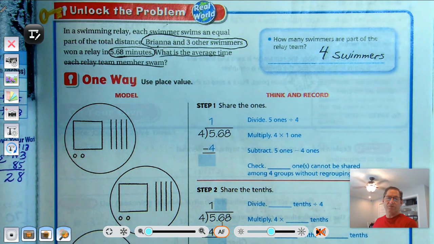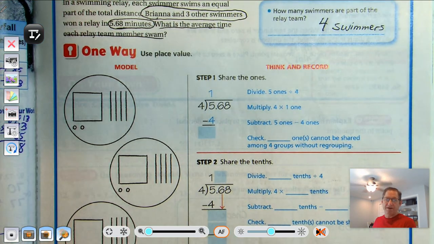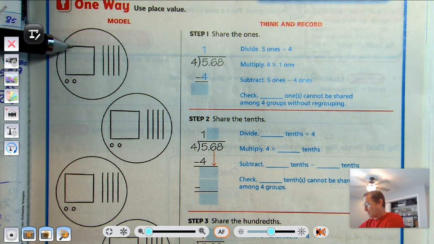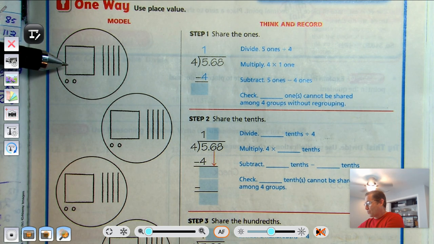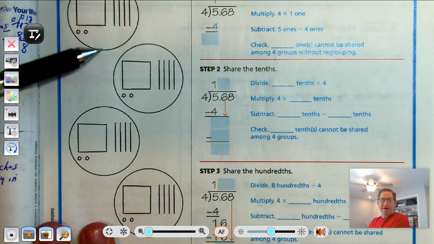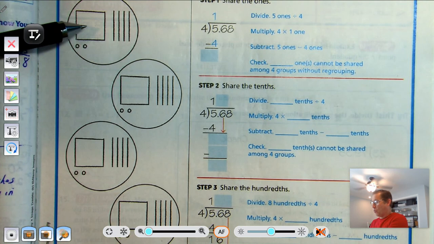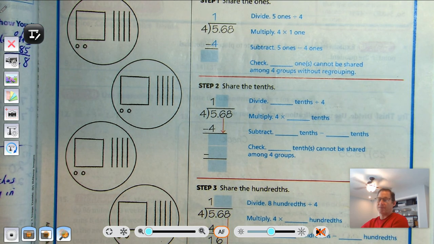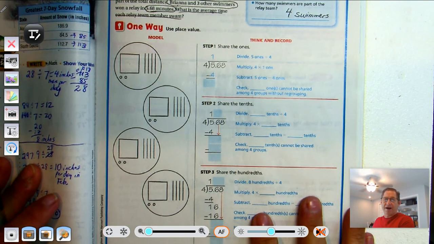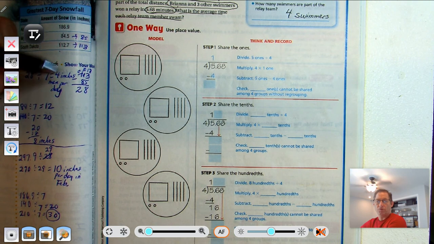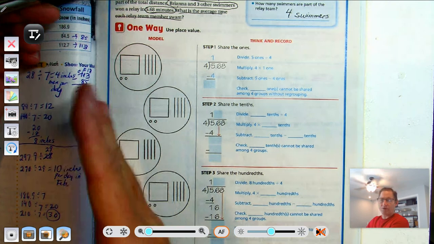All right. So one way we can do this is to use a model and place value. So here we have a model, and 5 and 68 hundredths minutes divided by 4. And so when we look at this, we have 4 equal groups of 1 and 42 hundredths. So they took the 5 and 68 hundredths minutes and are sharing it with 4 groups or 4 swimmers. So how would that look if we were actually dividing it?